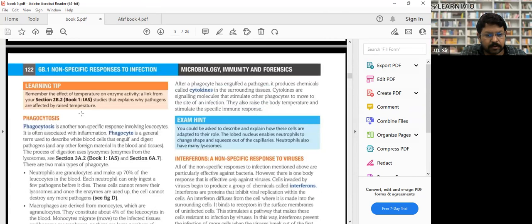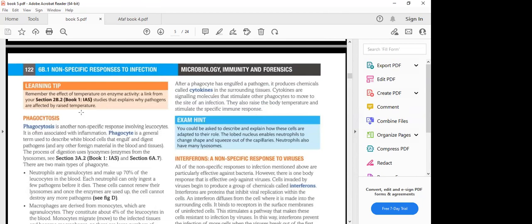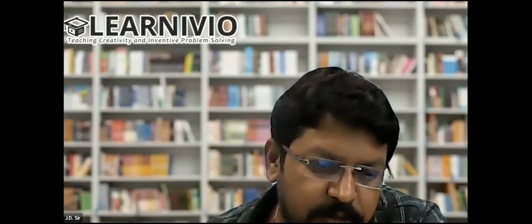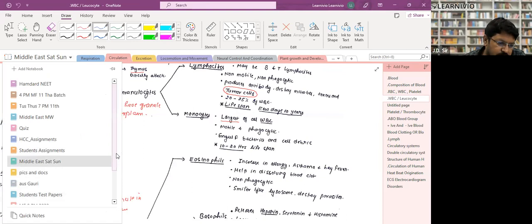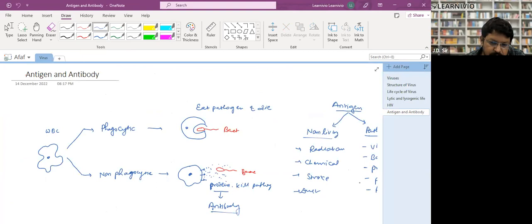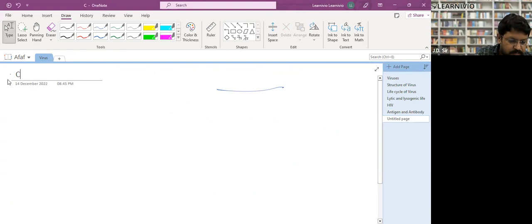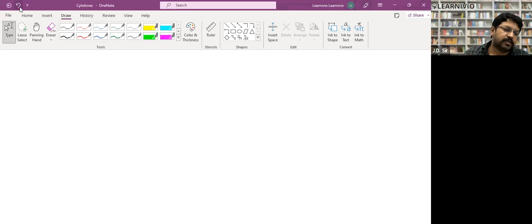Okay, what are the cytokines? Chemicals. What do they do? How do they work? I don't know. Let me tell you. It is written over here. Cytokine. Yes, this one. Let me tell you what the cytokines are. What are the cytokine barriers actually? Look, cytokinesis is something different. Cytokine is something different, right? Try to understand.